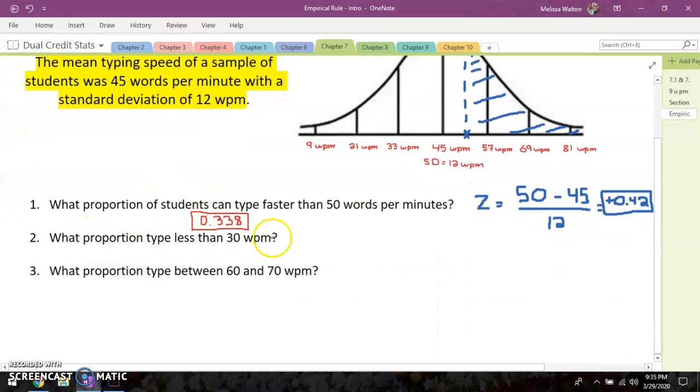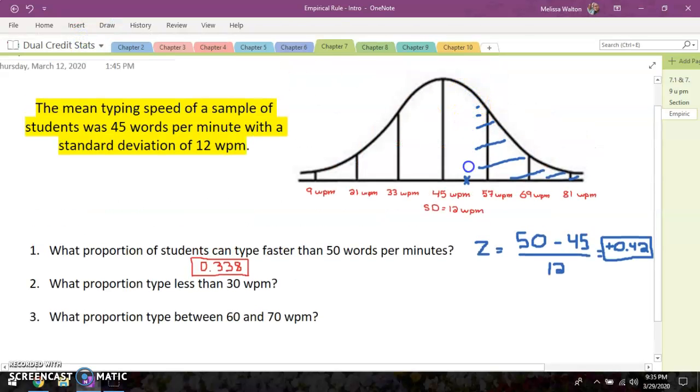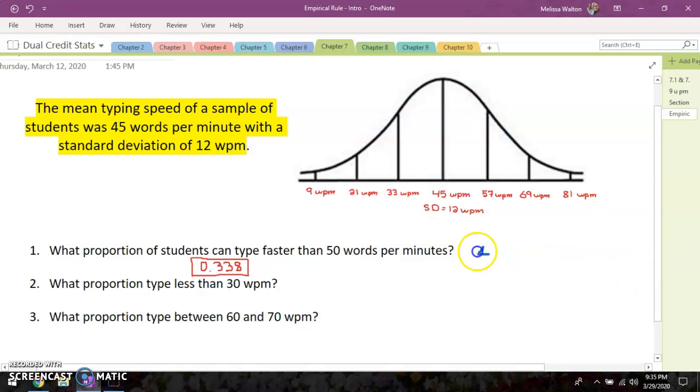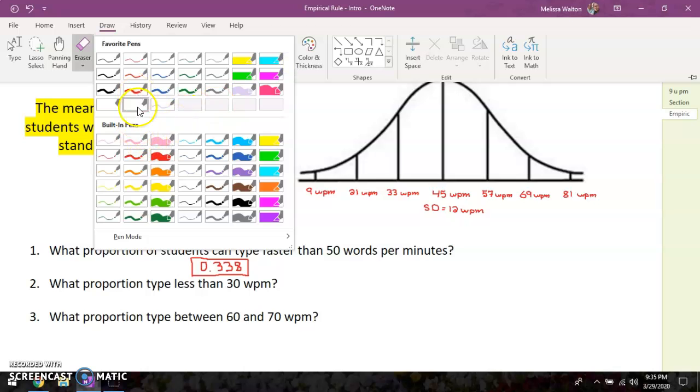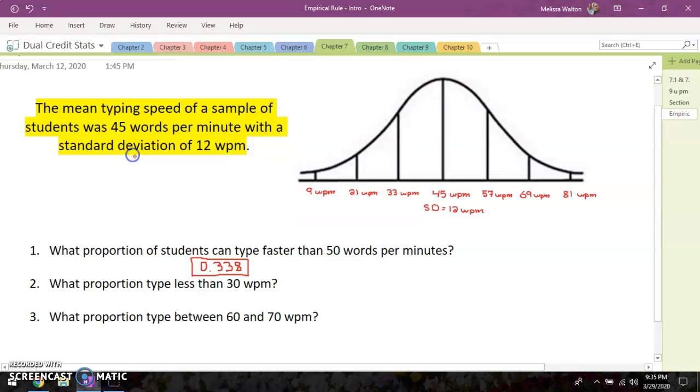It says, what proportion of students type less than 30? Less than 30. All right, so here we go. I'm going to go ahead and erase this from before. I'll go ahead and erase my z-score as well. All right, let's figure out where 30 is. So 30 is going to be somewhere in here. All right, this is 21 words per minute. This is 33. 30 is going to be somewhere in here.